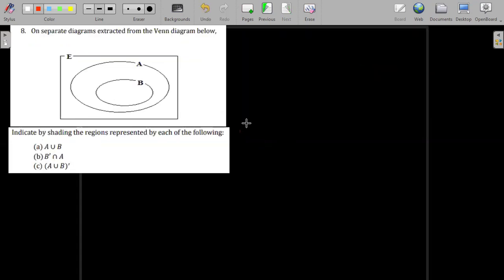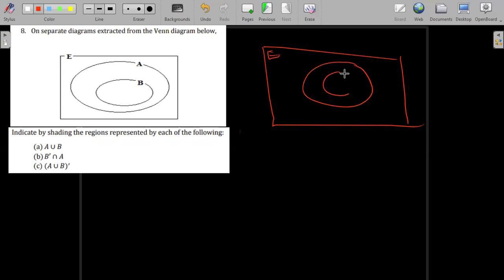Okay, the last and final question to just finish up because of time. We have this diagram here and they're telling us to shade those regions. So I have the universal set there and I have the sets A and B. So this is my A and that's my B. The first one is A union B, bringing all elements of A and B together. So I'm going to shade the entire set A and B like this. So this is my A union B.